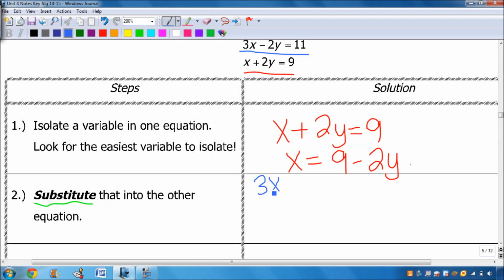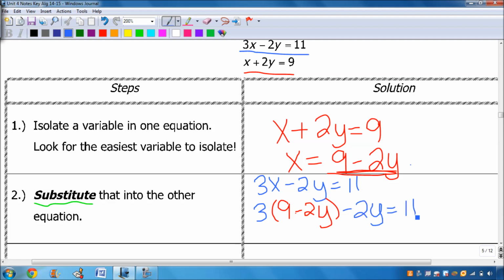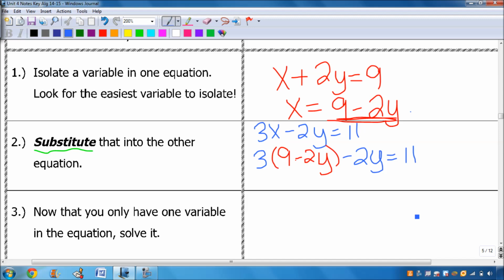So 3x minus 2y equals 11. So then every time I see an x, I'm going to replace it with all of this stuff right here, because this is what x is actually equal to. So I'm not changing it, I'm just writing it with something different. So x is equal to 9 minus 2y, so I'm going to replace the x with 9 minus 2y. And then I'm going to copy the rest of the equation down. So minus 2y equals 11, okay? Now, if you notice, this equation had 2 variables. This equation only has 1 variable. Now it's so easy to solve. You know how to solve equations with just 1 variable in it. So let's go ahead and solve this equation.